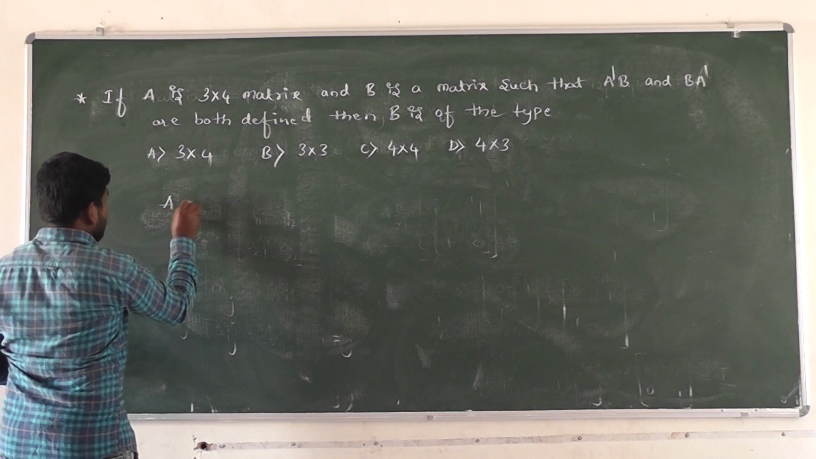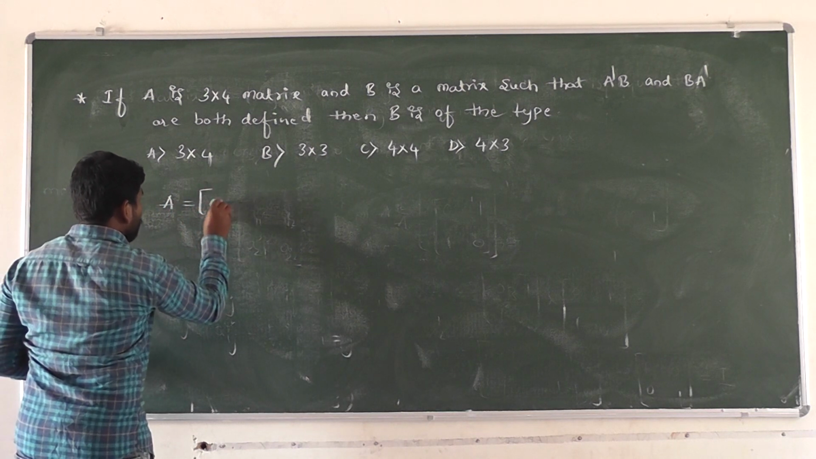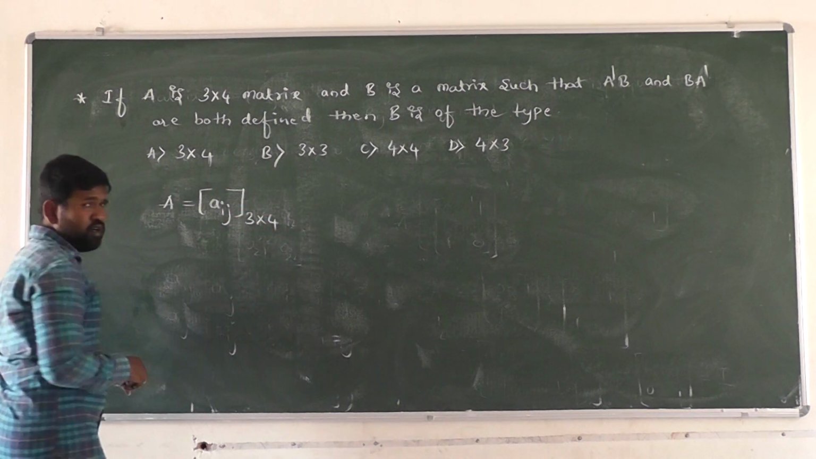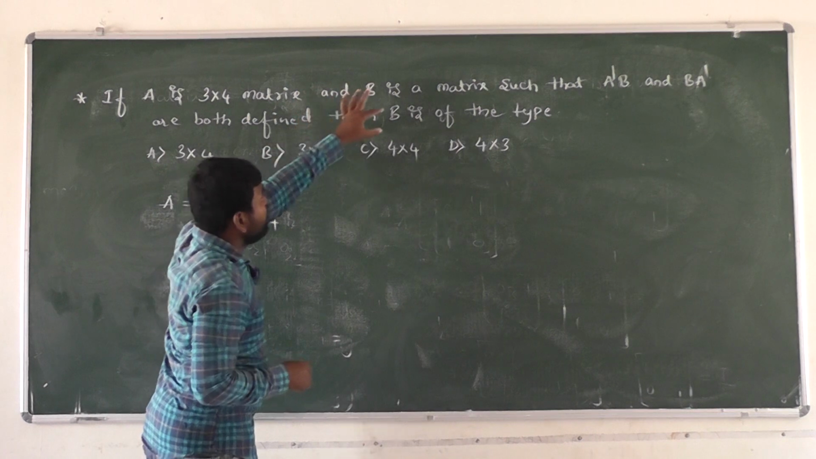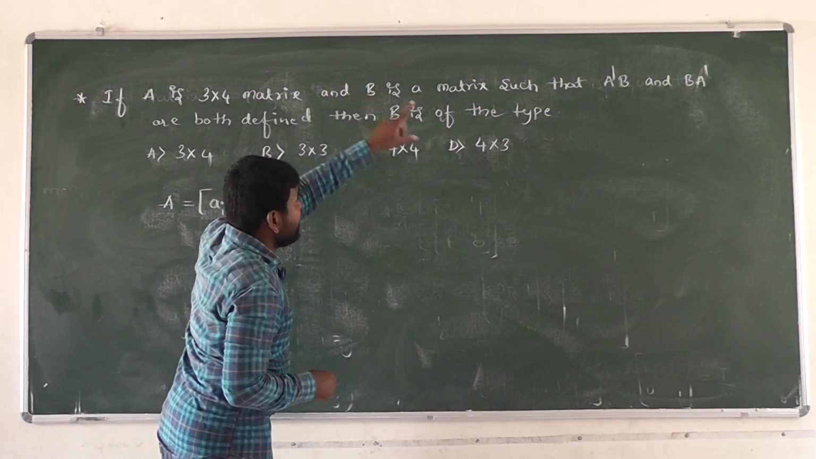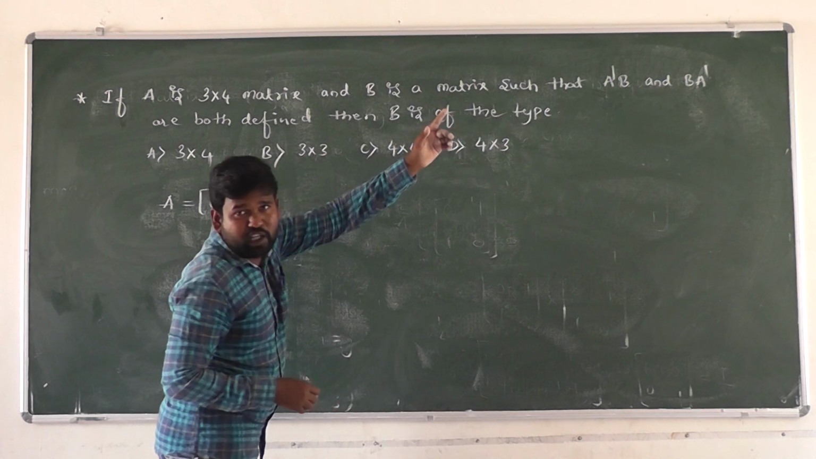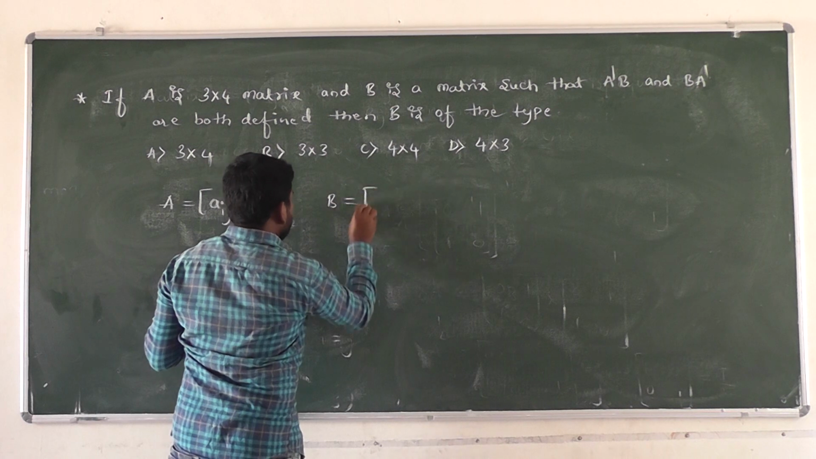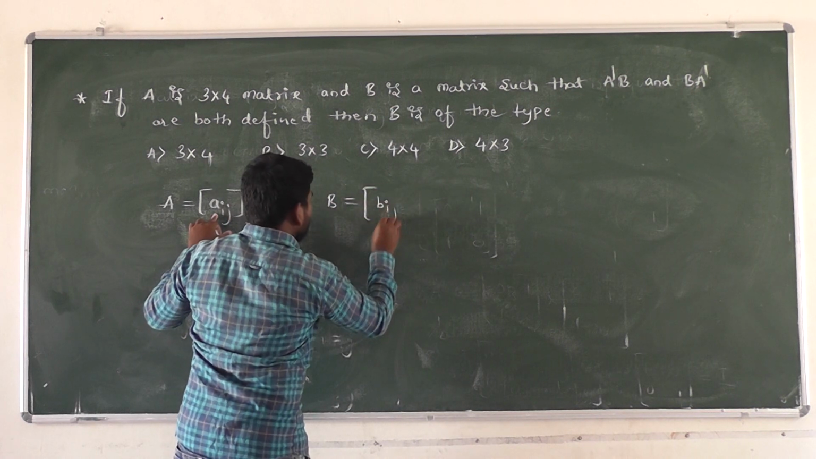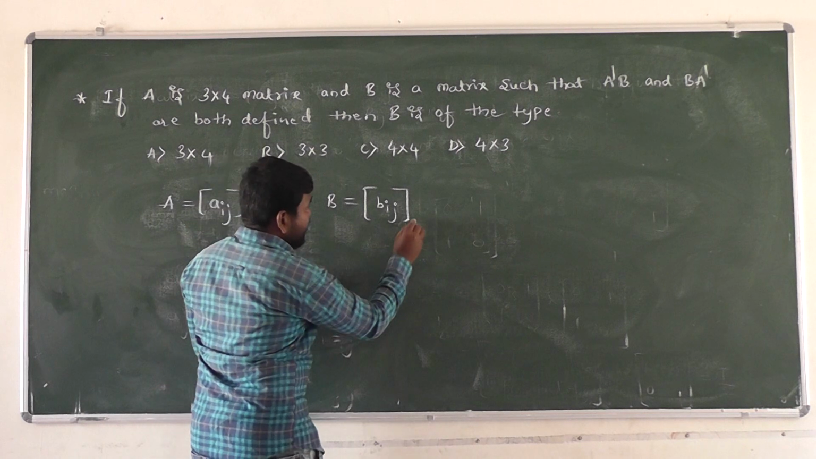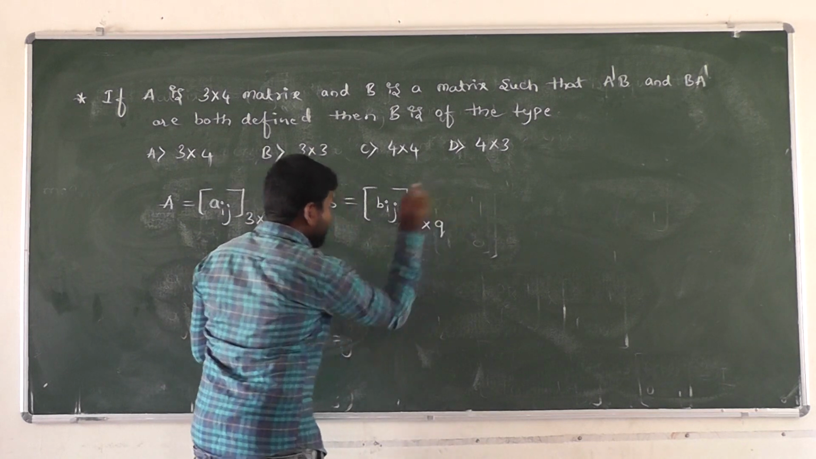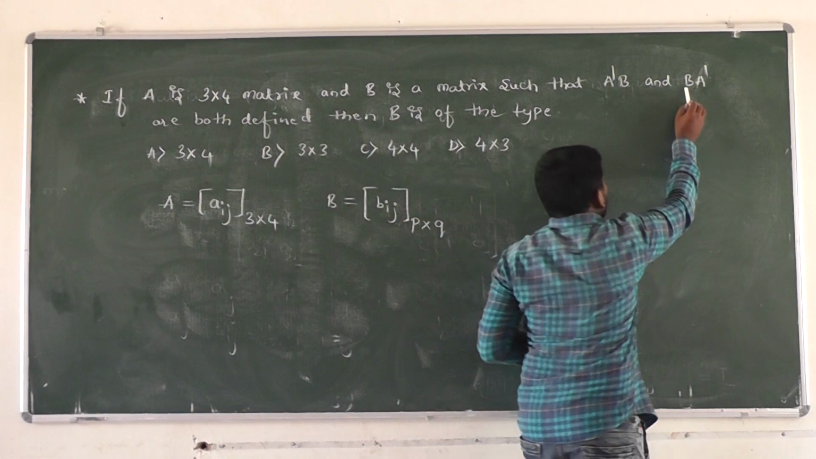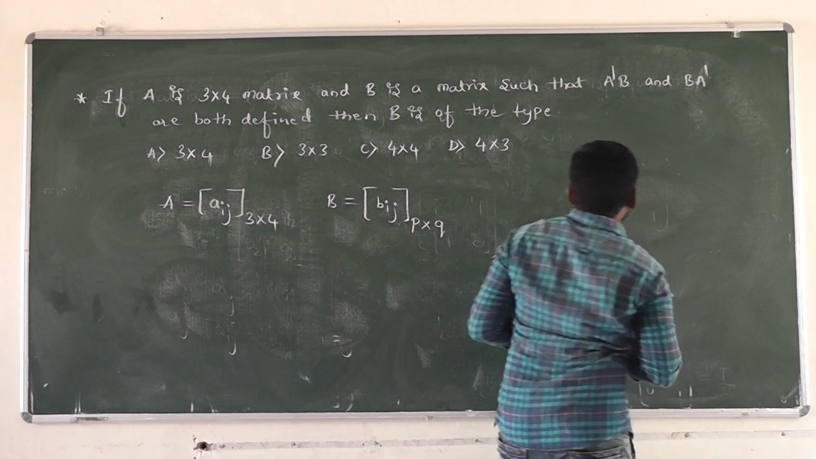Here A is an i cross j matrix, and the order is given as 3 cross 4. Then the question asks, what is the order of the B matrix? A transpose into B and B into A transpose are both defined here. Right? For the matrix multiplication, for the B matrix we take i cross j, that is, the order P cross Q. Then here, A transpose into B and B into A transpose.